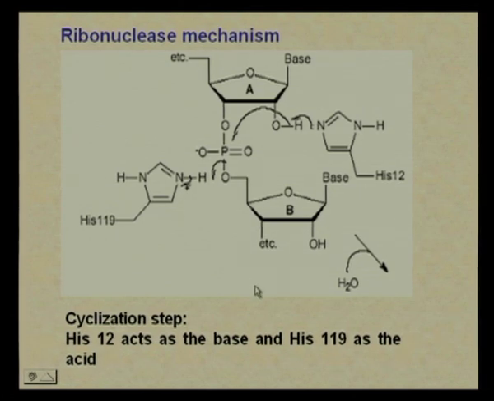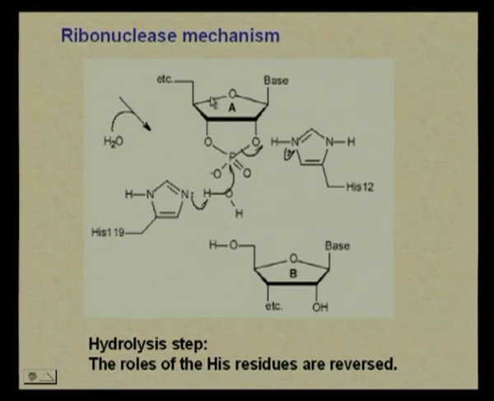As this is released, it takes up the proton from histidine 119. So, histidine 119 behaves as the acid and histidine 12 behaves as the base in the first step, that is called the cyclization step. In the next step, so what do we have? We have now our cyclic phosphate intermediate.